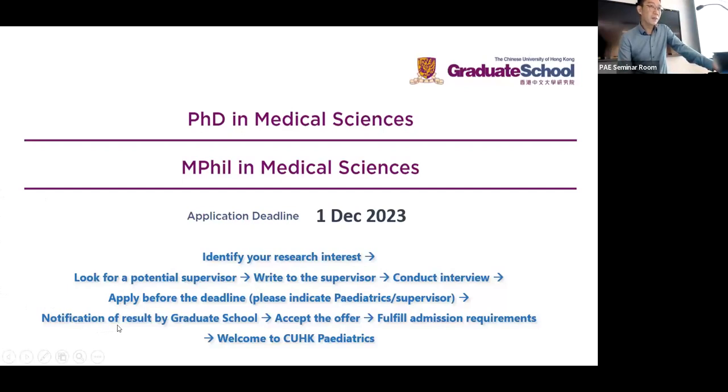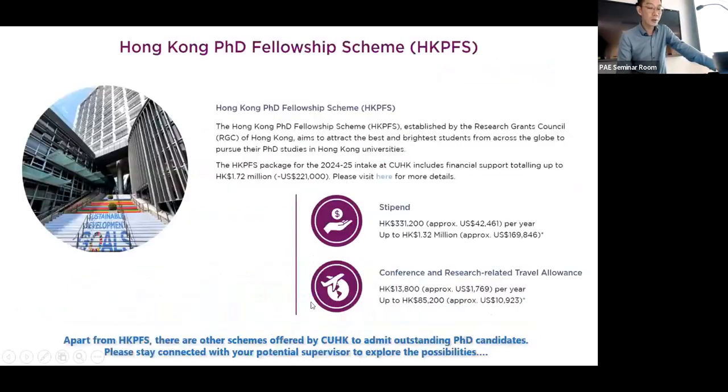After that, I think in January or February, our allocation committee will come up with some decision, and then your potential supervisor or the division will let you know the result. You can opt to accept or reject the offer, and then fulfill the remaining requirements. If you are still studying, you need to graduate before you enter the new degree. Then on August 1 next year, you will join our department. This is the general procedure.